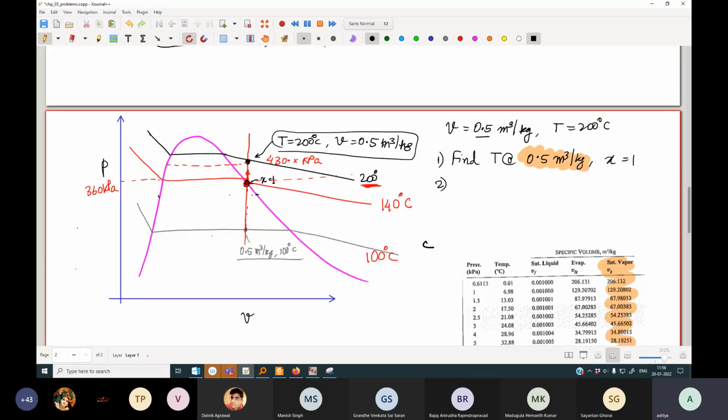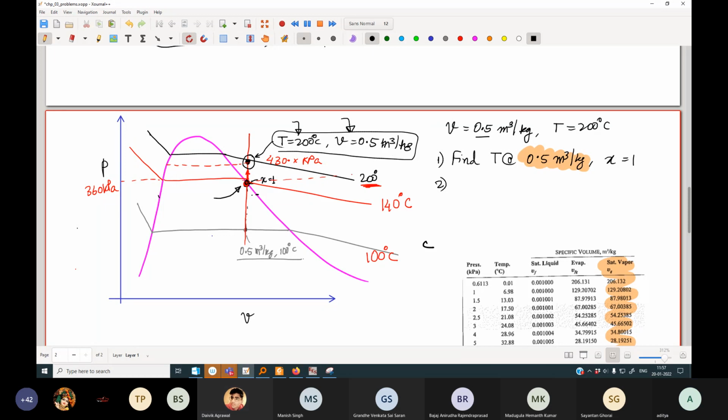Okay, Derek. So Devik, look, this much was clear that we first ascertained that we are not in the saturated dome. Yes, sir. So it was clear that we now had to turn our attention to the superheated tables in order to ascertain what this point is. Yes, sir. But what was that point? That point was at 200 degrees Celsius and a specific volume of 0.5 meter cube per kg. This much also was clear.